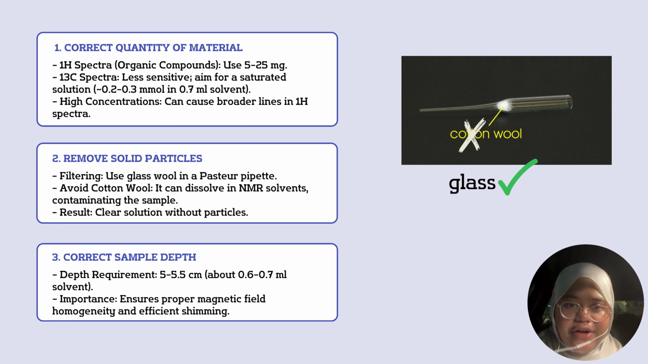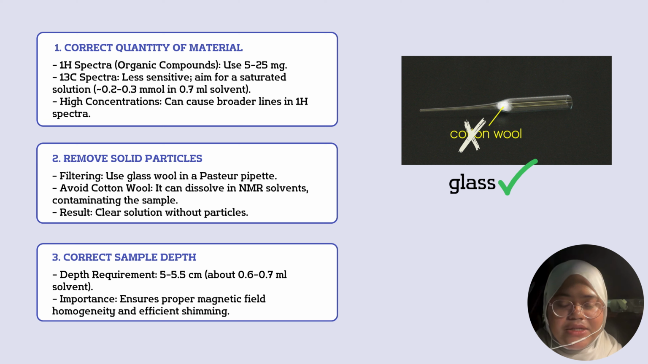Number 1. Correct quantity of material. For proton spectra of organic compounds, use 5 to 25 milligrams of material. For C13 spectra, which are much less sensitive, prepare a saturated solution of about 0.2 to 0.3 millimole in 0.7 milliliters of solvent. High concentrations can cause broader lines in proton spectra due to increased viscosity. Number 2. Removing solid particles.